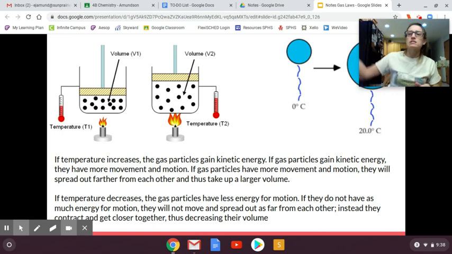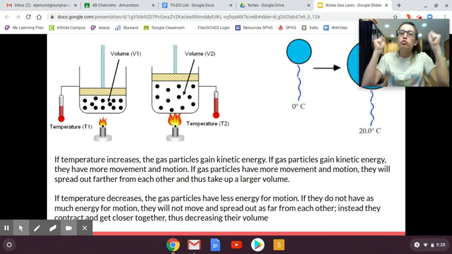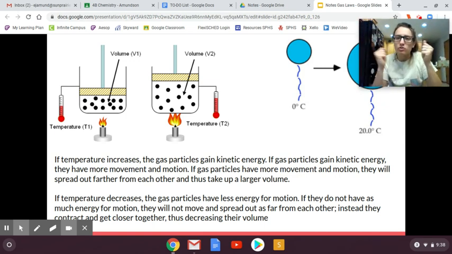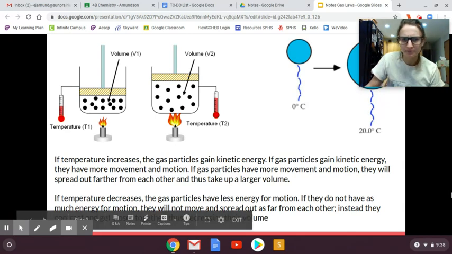Versus if the temperature of a gas is decreased, really what that means is now the gas particles are losing kinetic energy. They don't have as much energy anymore to move quickly and move far away from each other, so they kind of have to come together and contract a little bit. And then take up a smaller volume, a smaller space, okay?